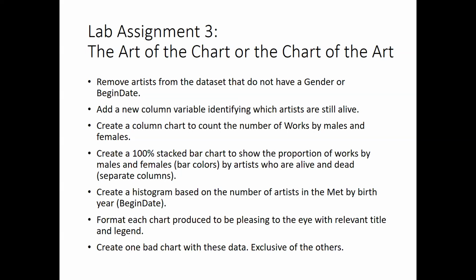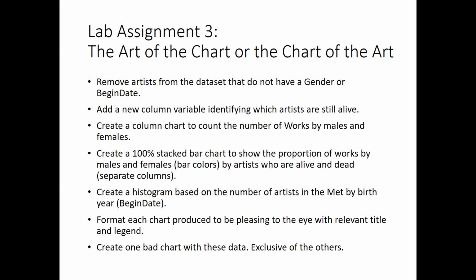Create column charts that count the number of works by males and females. Column meaning vertical bar chart, right? Create a 100% stacked bar chart to show the proportion of works by males and females by artists who are alive versus artists who are dead. See where we're going with this? Then create a histogram based on the number of artists that are in the Met by birth year.